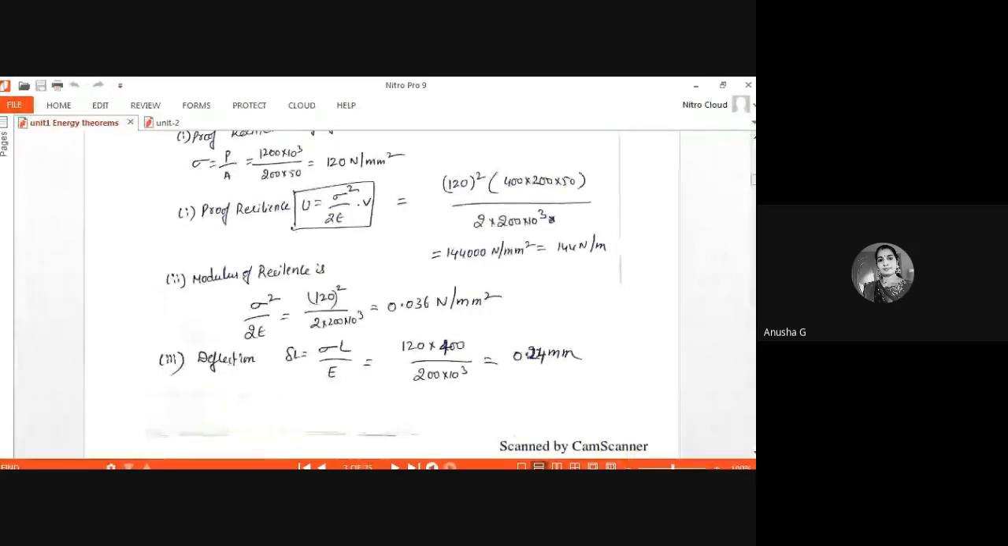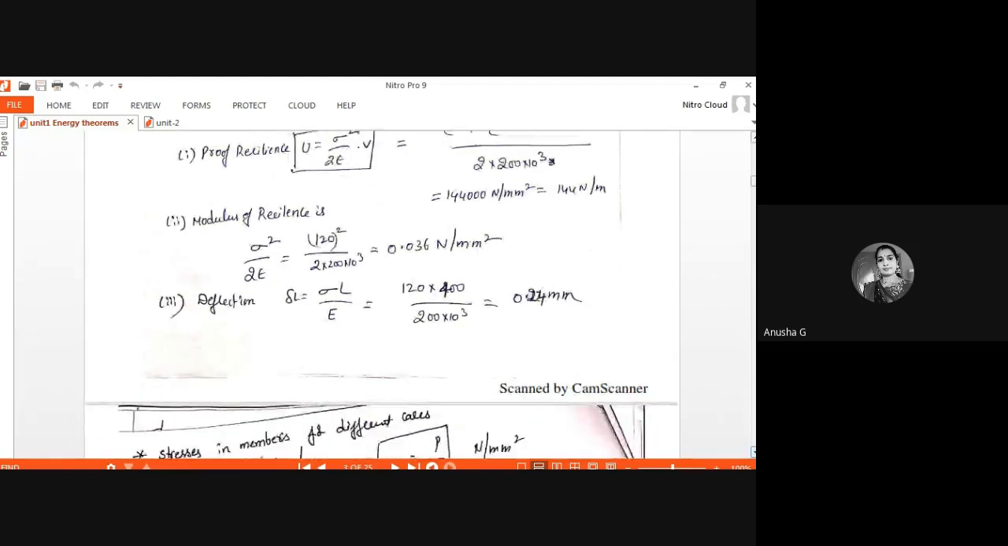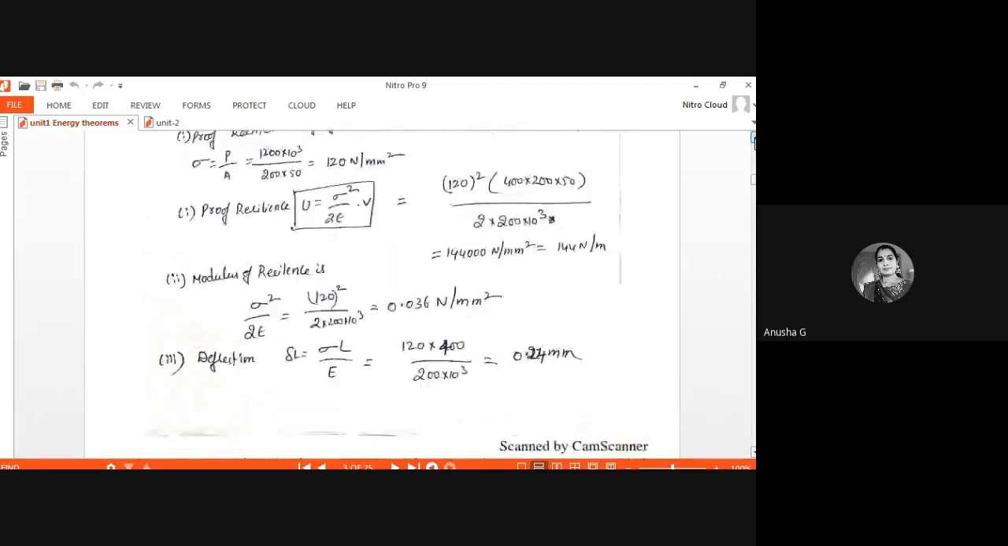Next, deflection. Deflection is delta L equals to sigma L by E. Sigma is already we know 120, into L is length of the bar 400, by E is 2 into 10 power 5. Okay, ఈ చిన్న ప్రాబ్లమ్స్ మామూలుగా 5 మార్క్స్ అడుగుతున్నాం. ఇది వచ్చేసరికి సేమ్ గ్రాడ్యువల్లీ అప్లైడ్ లోడ్ ఫార్ములా ప్రాబ్లమ్స్.